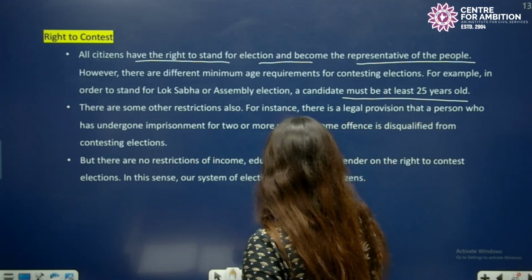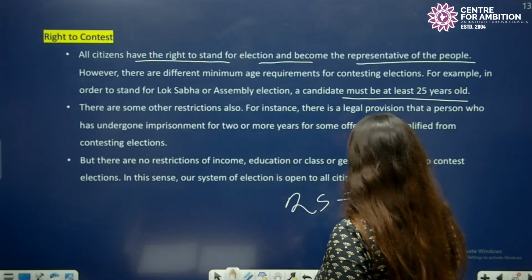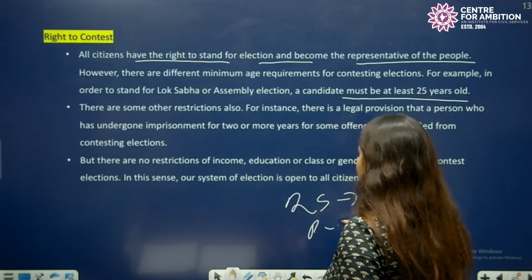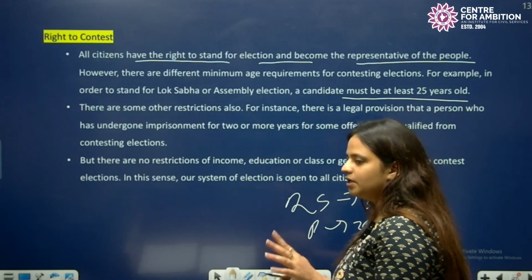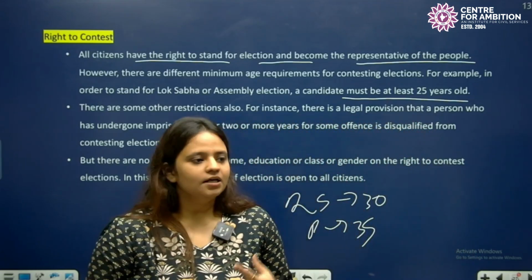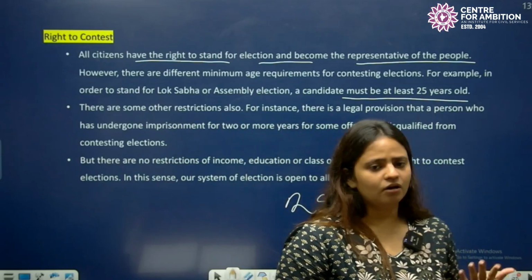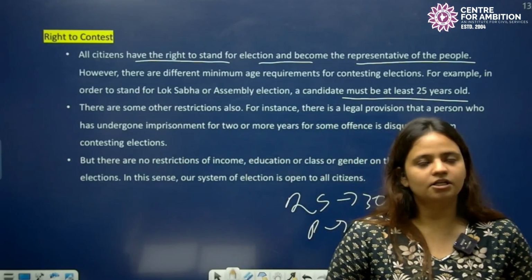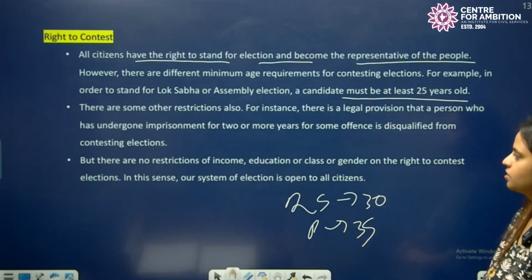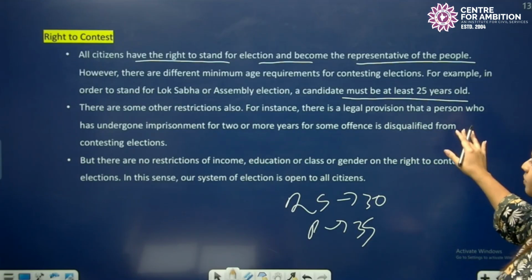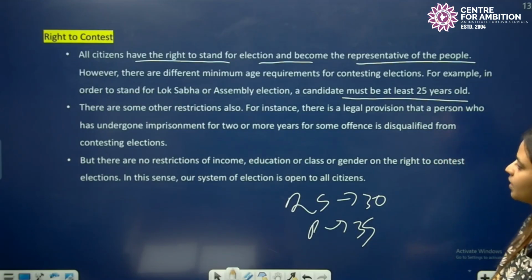In case of Rajya Sabha, the age goes to 30. In case of President, the age goes to 35. So there are minimum age requirements in case you are contesting an election for different positions. Okay, so those are the legal provisions that you have to see.